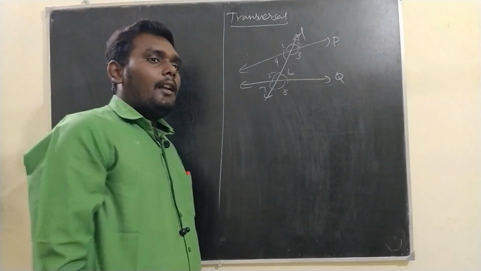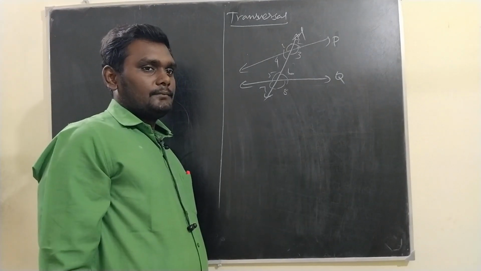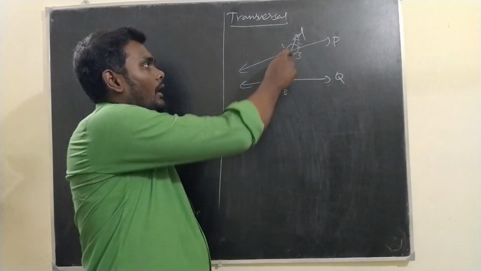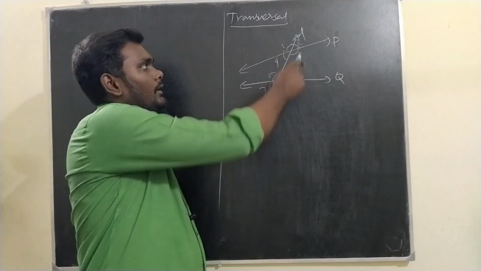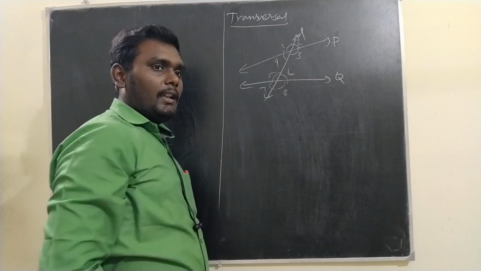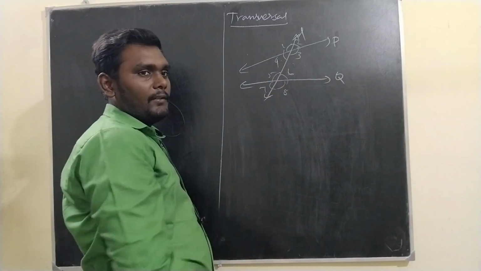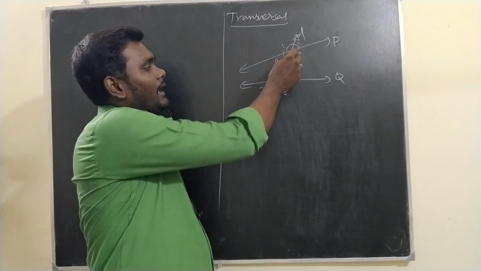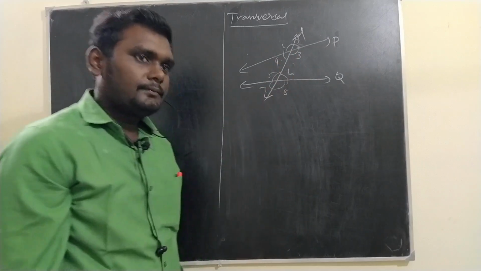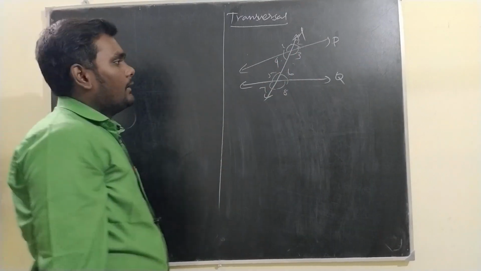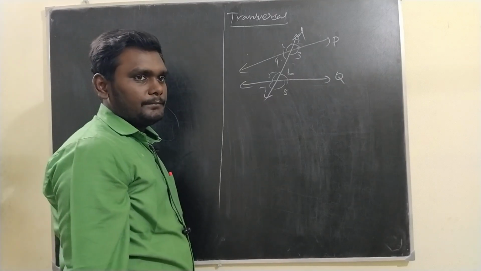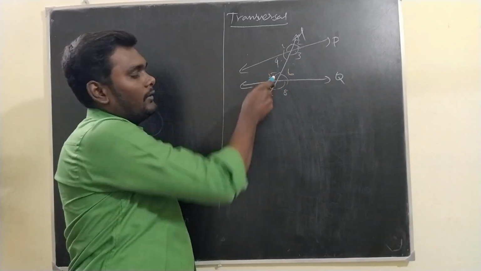Also, alternate exterior angles: 1 and 8, 2 and 7. Likewise, alternate interior angles: 4 and 6, 3 and 5. So, angles on the same side of the transversal: 3 and 6, 4 and 5. Okay, this 3 and 6, 4 and 5.